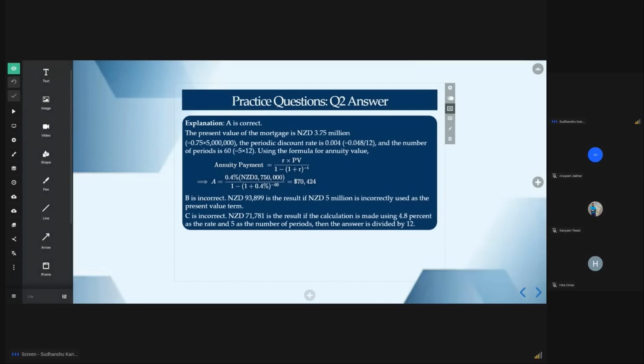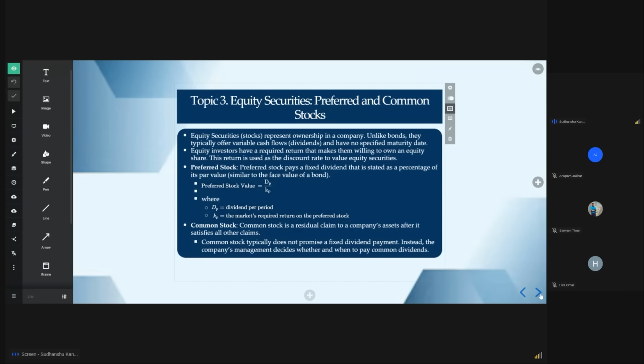Okay, fine. Now a little bit of theory. This we have done. Now we have to develop the understanding regarding equity securities, preferred and common stocks, right? So if you see Google Alphabet, Alphabet has some preferred stock and some common stock. Every company has that. So equity security stocks represent your ownership in a company. Unlike bonds, they typically offer variable cash flows, dividends, and have no specified maturity date.